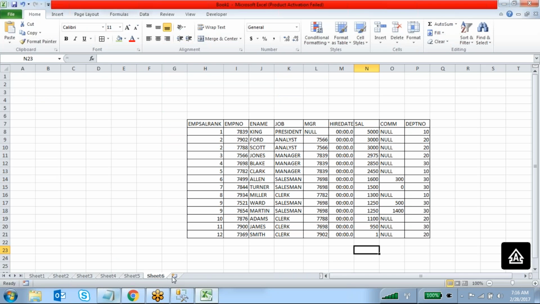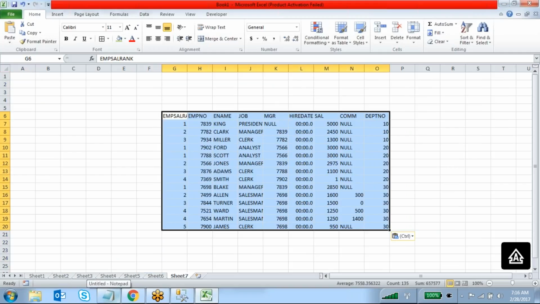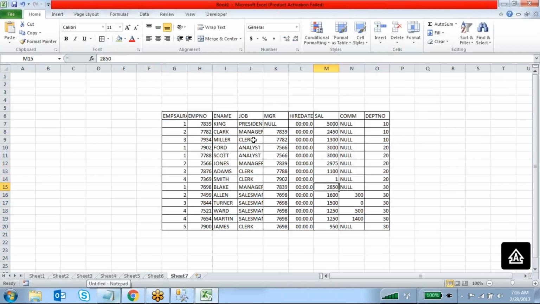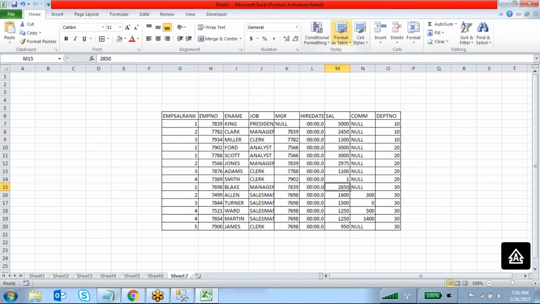Copy this. See here, in department number 10 there are three people. Who has the highest salary? Who has the second highest salary? 5,000 is the first highest salary, 2,450 is the second highest salary, and 1,300 is the third highest salary.